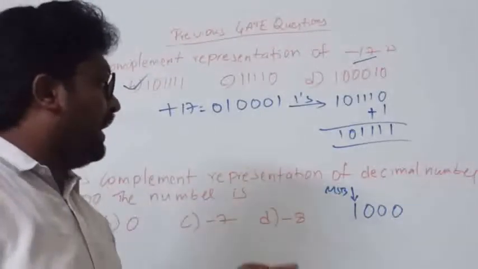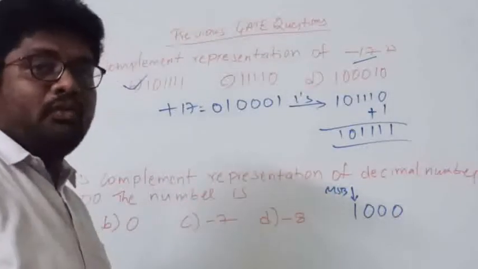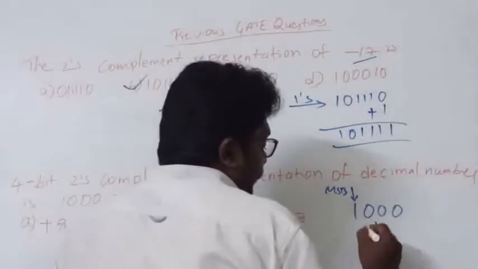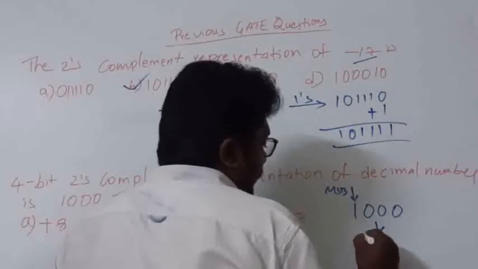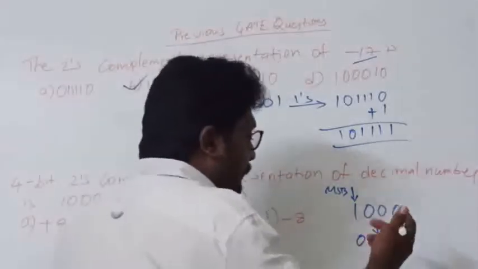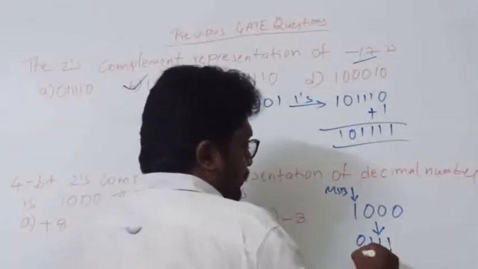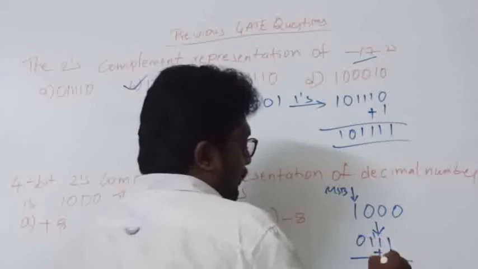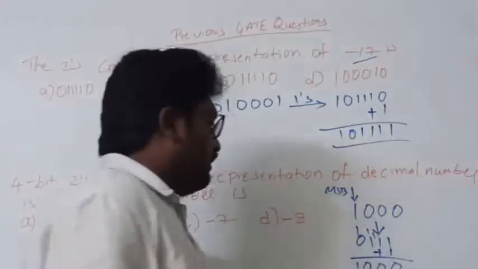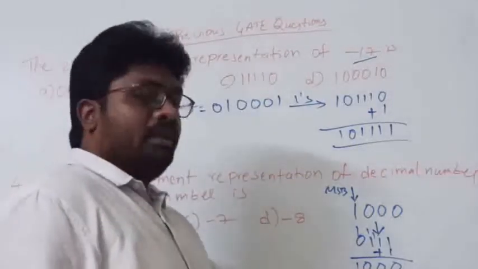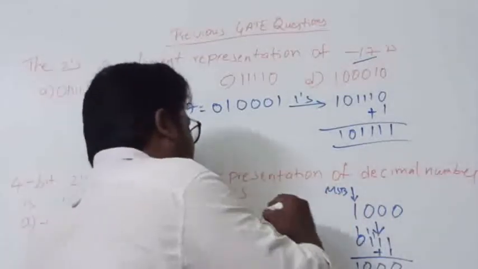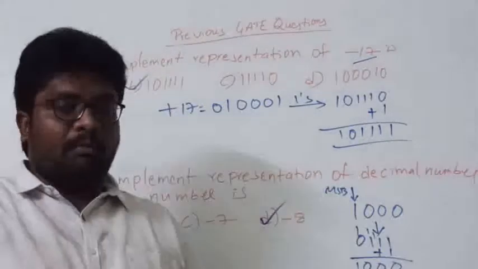In order to obtain its original number, again we need to perform the 2's complement. So the 1's complement for this 1000 is 0111. To obtain the 2's complement, add 1 to the LSB: 1 plus 1 is 0 carry 1, 0 carry 1, 0 carry 1. So our answer is 1000, and we have already discussed that the number is a negative number. So the option is minus 8.